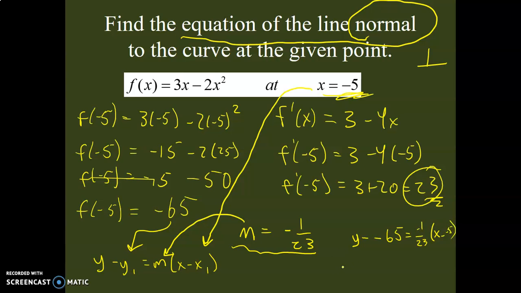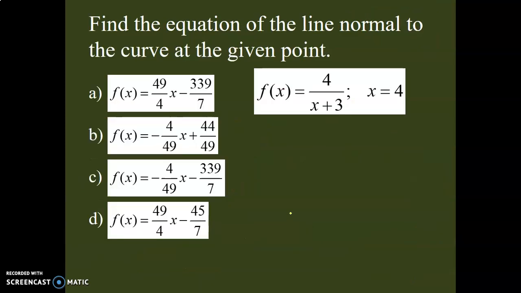You could leave it like this, or you can turn the double negatives into plus signs. When you see normal, everything's the same as the tangent line equation, except normal means you're perpendicular, so you use the opposite reciprocal. So change the sign and flip it.